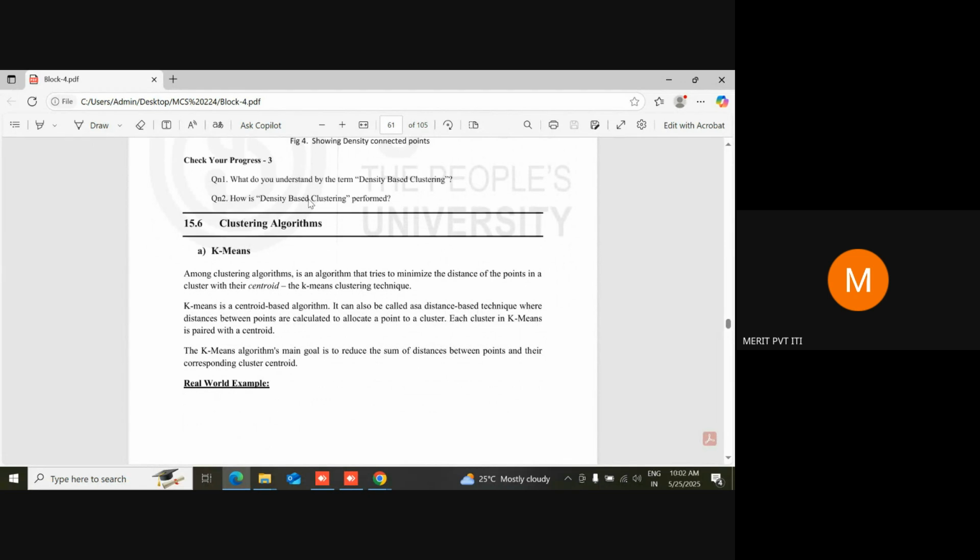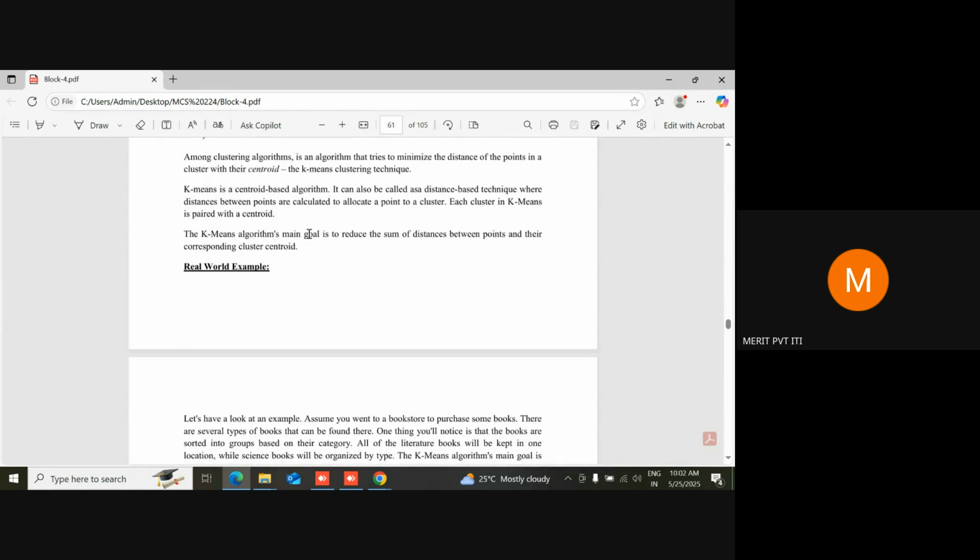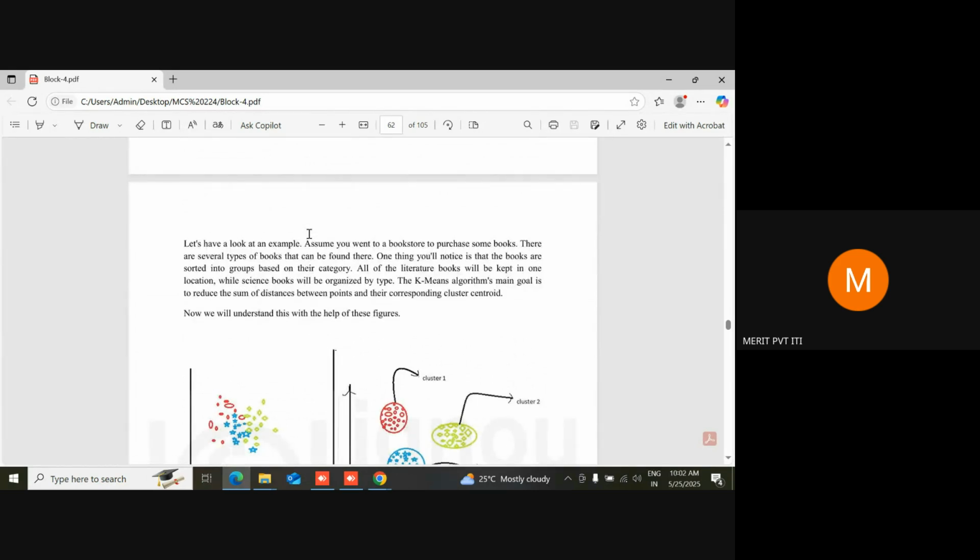Now K-means, we have already done K-means earlier. The main goal of the K-means algorithm is to reduce the sum of the distance between points and their corresponding clusters. Real world example, let us have a look. Assume you went to a bookstore to purchase some books. There are several types of books that can be found there. One thing you will notice is that books are stored in groups based on their category. All of the literature books will be kept in one location, science in another. The K-means algorithm's goal is to reduce the sum of the distance between points and their corresponding clusters.